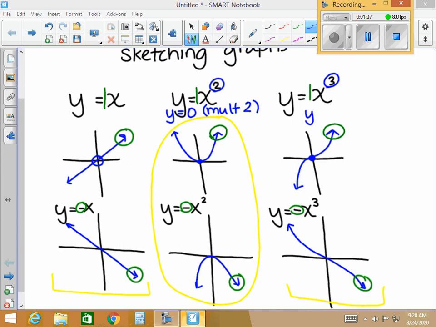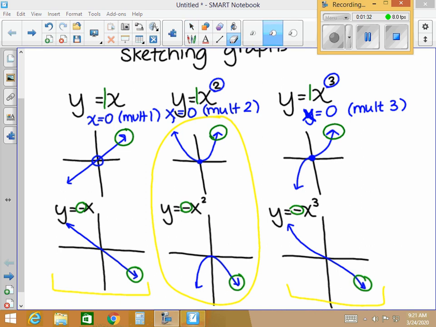And over here, sorry, x equals 0. We're setting y equal to 0 and solving for x. x equals 0, and it happens to be equal to 0 three times. So we call that multiplicity 3. Over here, when x equals 0, it just happened one time. That's what we're used to. One solution, that solution is 0.